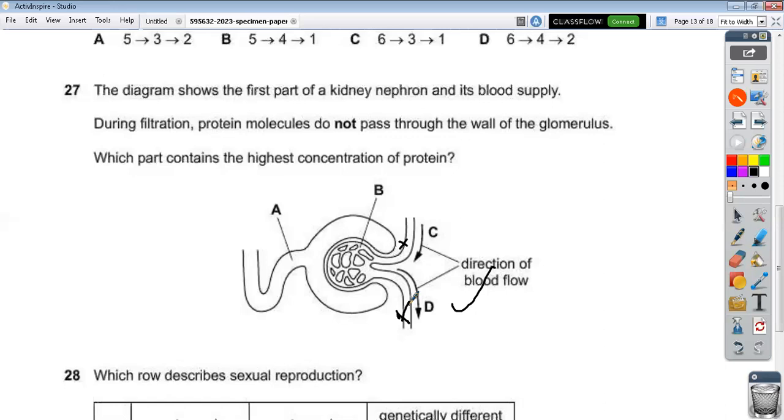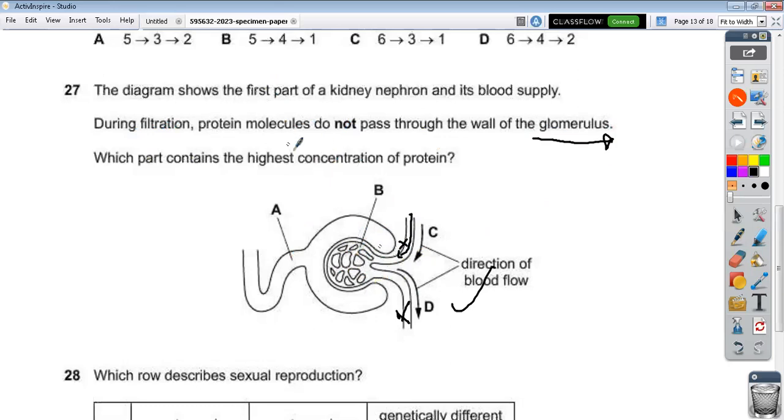C and D. Okay, remember C is coming into this. You have your blood there that has its nutrients coming into this. But we're saying during filtration, remember filtration happens here. Protein molecules do not pass through the walls of this during filtration. So if they do not pass, this is going into this. Filtration takes place, and we have some reabsorption that takes place.